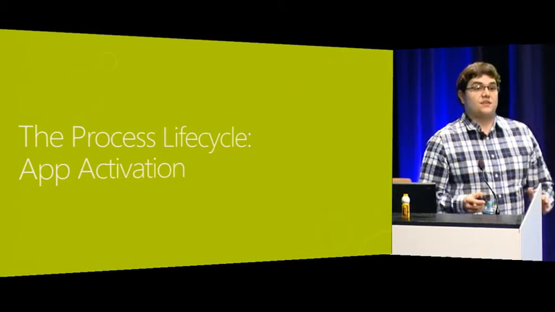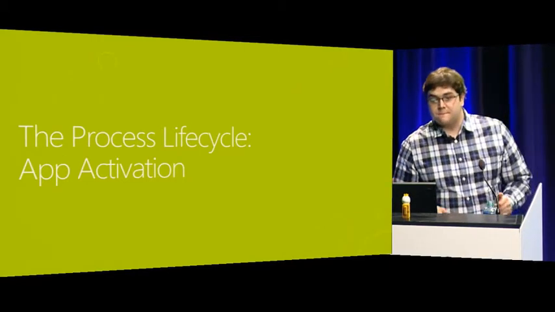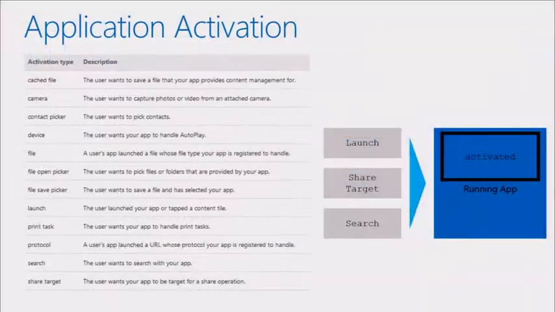Now we're going to see more about how these states actually work and what you should do with them. As I was talking about yesterday in contracts and activations, we have a big list of possible types of activations. We can launch from file activation, protocol. Somebody could activate us with a contact picker, or if they're requesting to open a file from our application. Lots of these different things. And that brings us into the running state. We have to make sure in all of these different activation types that we're checking the previous application state and making sure we're doing the right thing.